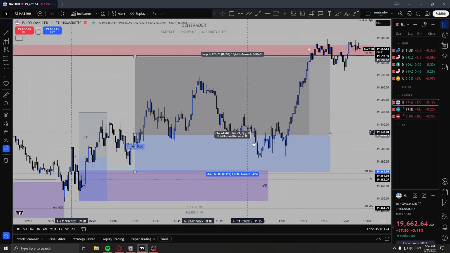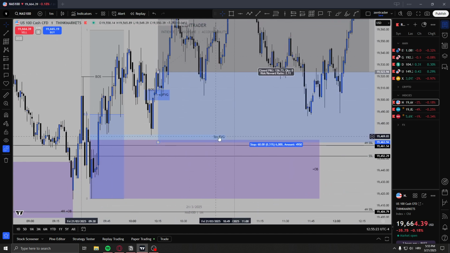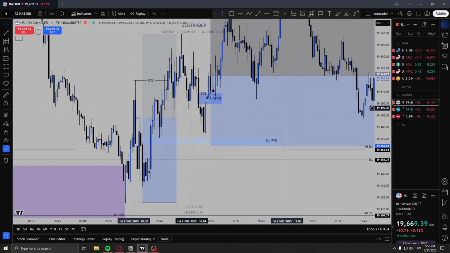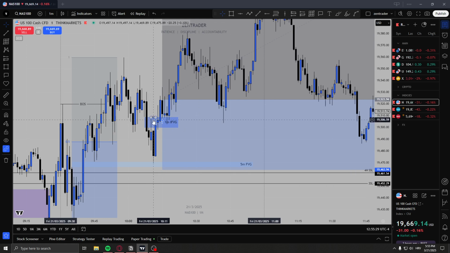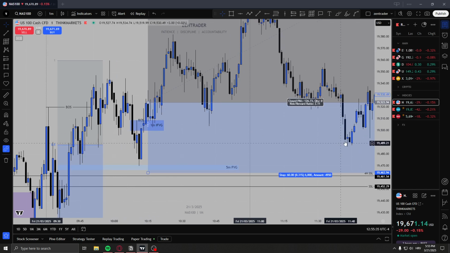So let's drop down and see what happens. We retrace back into the 5-minute fair value gap. This order block was not touched, and then from there we get a breaker structure as we get an inversion. On the same candle we get a break of structure and an inversion. So that's my entry right there.